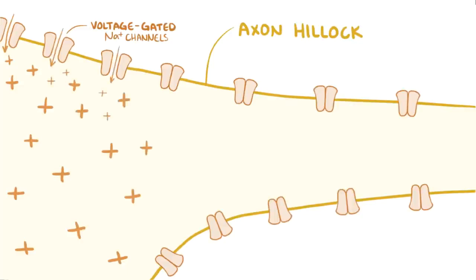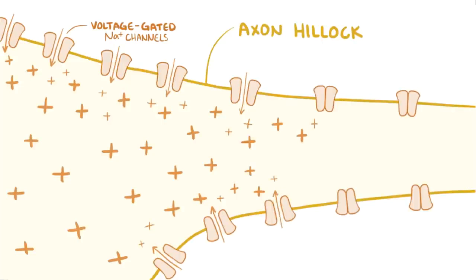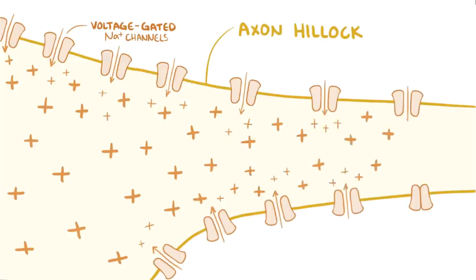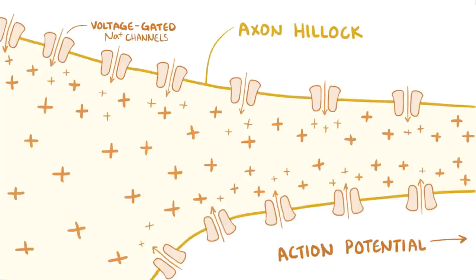The influx of sodium ions and the resulting change in membrane potential causes nearby voltage-gated sodium channels to open as well, setting off this chain reaction that continues down the entire length of the axon, which ends up being our action potential. And when this happens, we say that the neuron has fired.